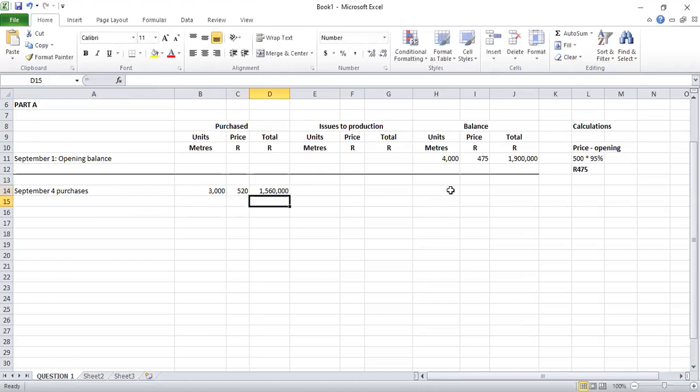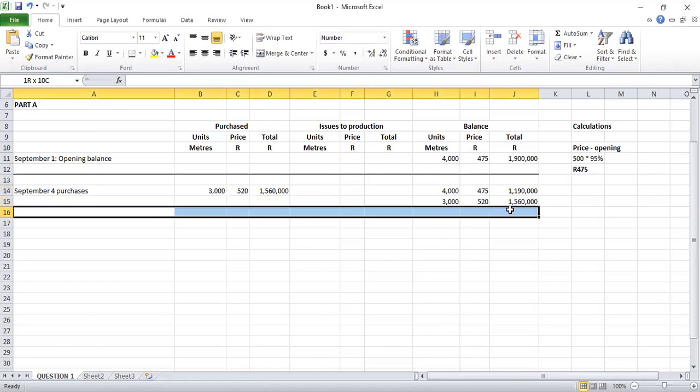Right. For you to monitor your inventory, your balance, you should put them in the order in which they came, first in. So we'll start with our opening balance, which was 4,000 at 475, which is 1,900,000. Remember that these ones are still in inventory. So when we buy these goods, we now have these ones plus these ones, 3,000 at 520, which is 1,560,000. That will be our balance now.